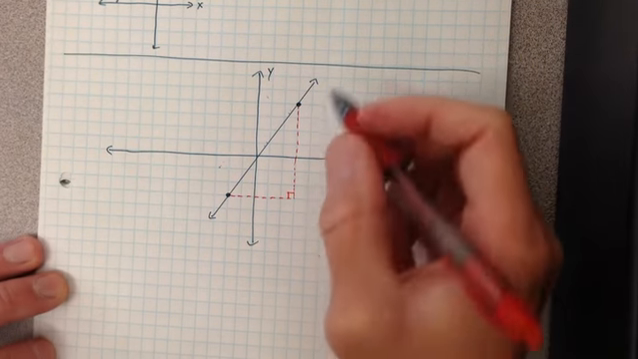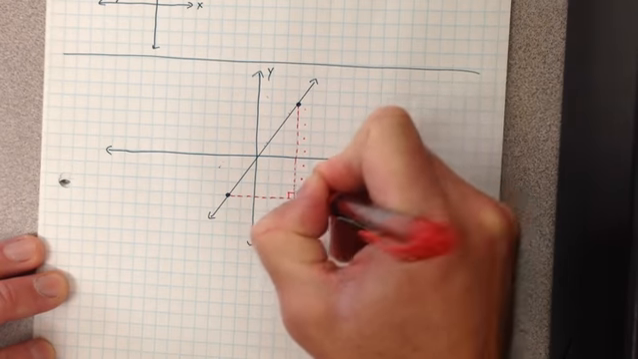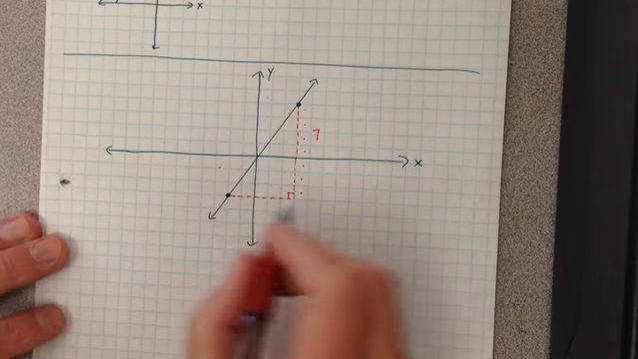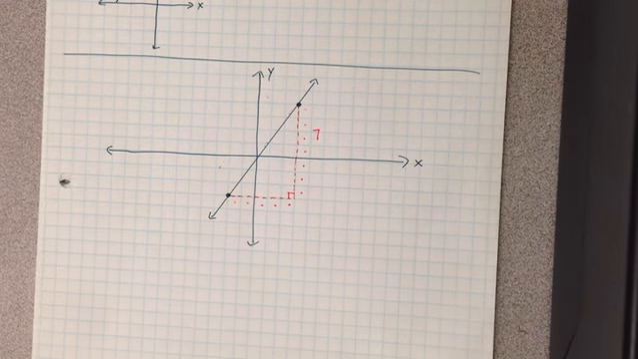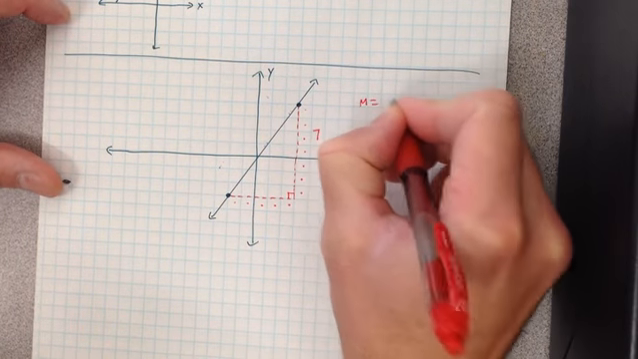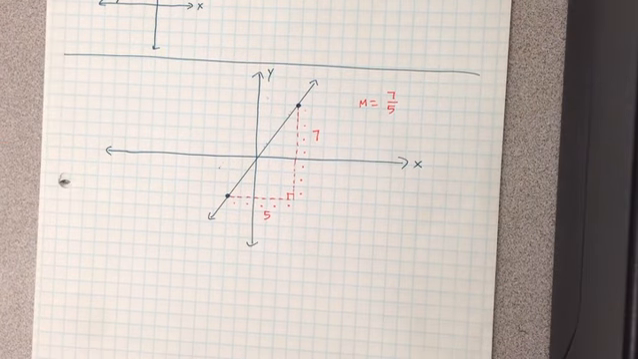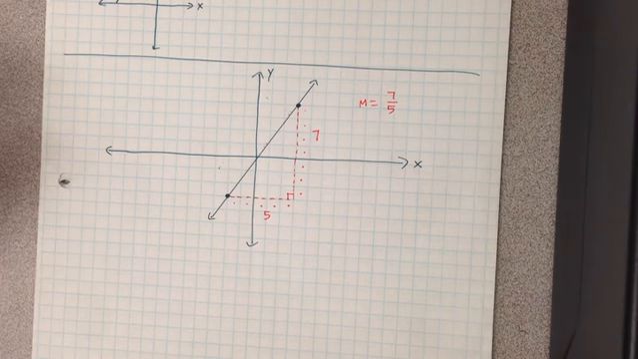First, you count your rise: 1, 2, 3, 4, 5, 6, 7. We have a rise of 7. Then we count our run: 1, 2, 3, 4, 5. That right there has a slope of 7 over 5. And that is a positive direction slope.